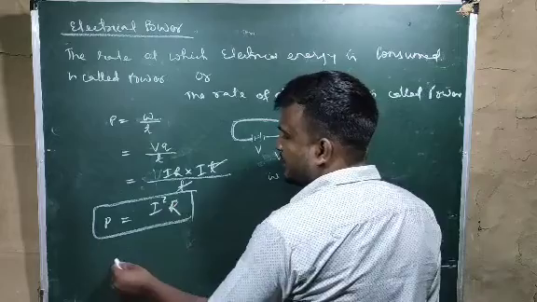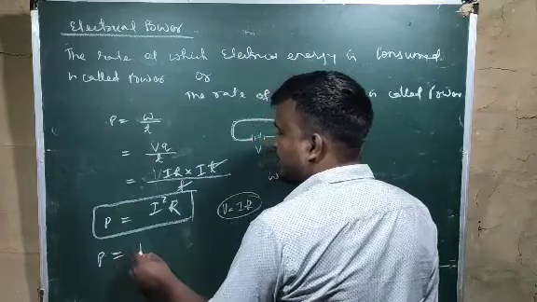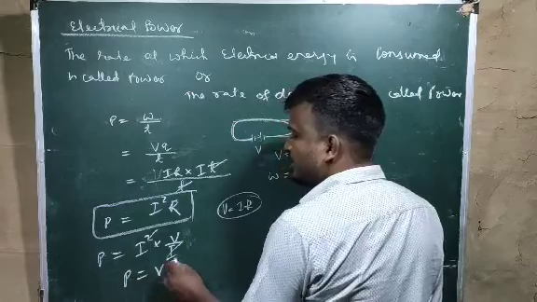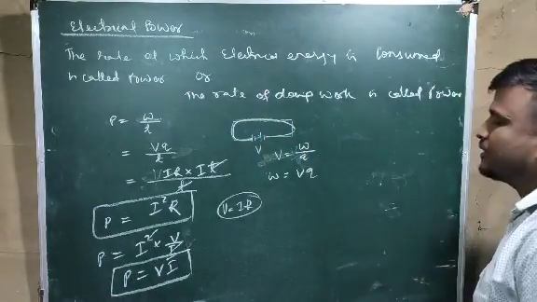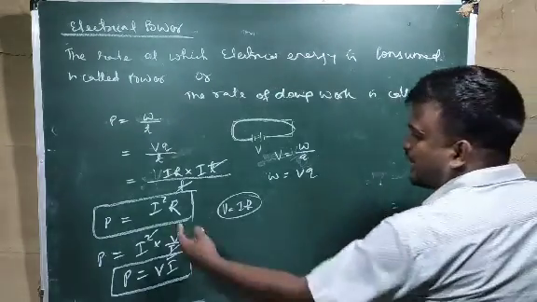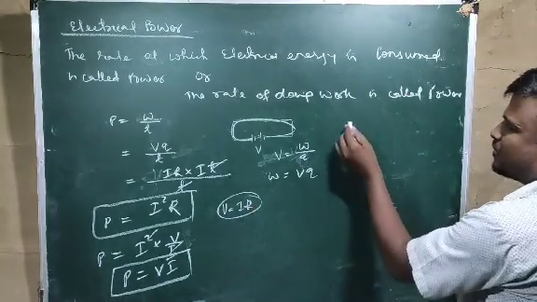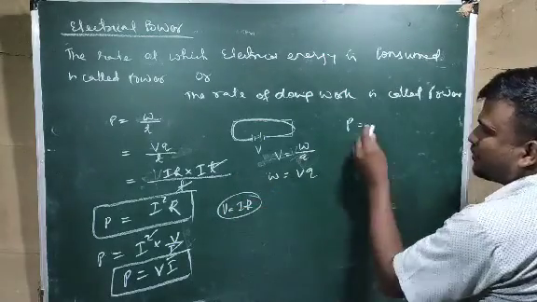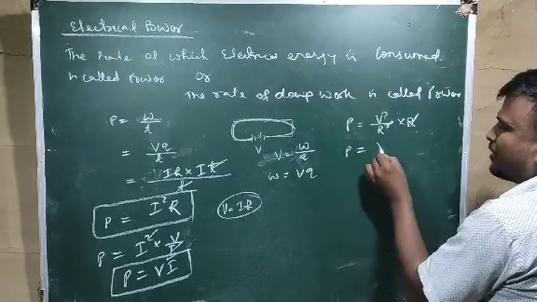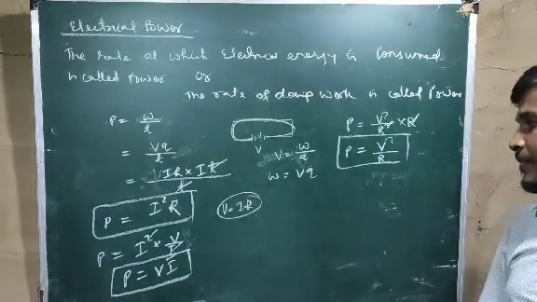In place of R, if I write V by I, because V equals IR, one I and one I will get cancelled, and P will be equal to V times I. So this is the second formula of power. Thirdly, in place of I, if I put V by R, P will be V square by R square multiplied by R. One R and one R will get cancelled, so power will be equal to V square by R. This is the third formula for power. Remember these, they are very important formulas.